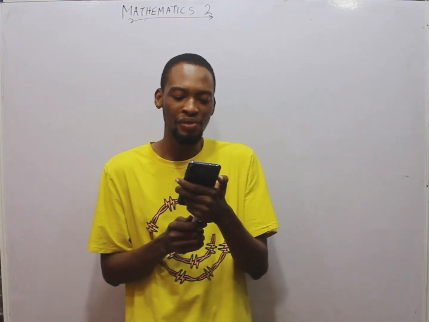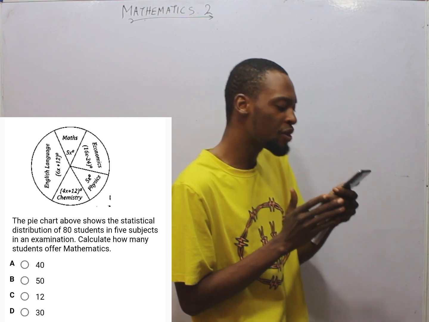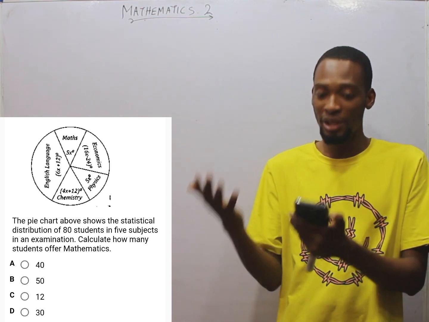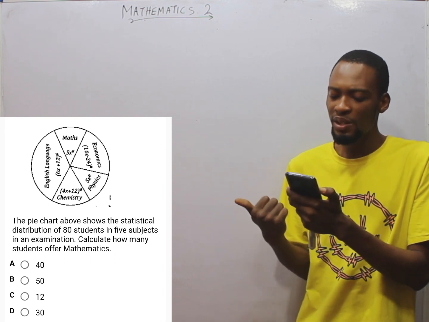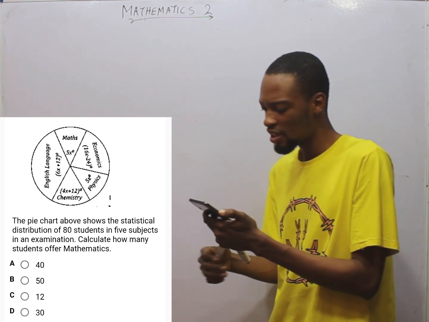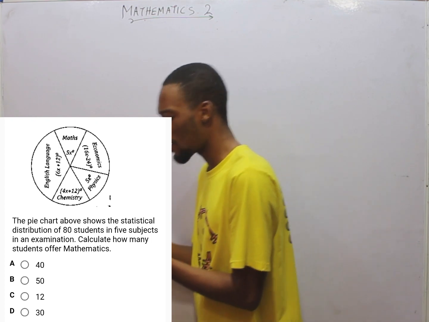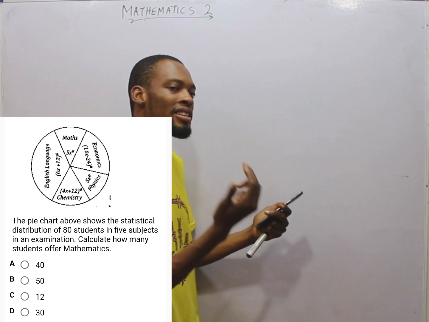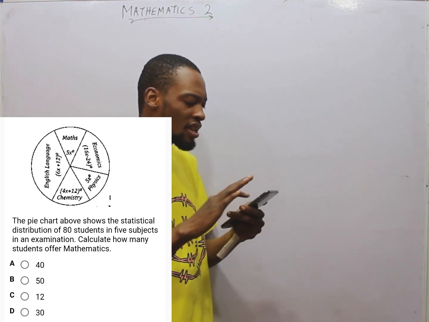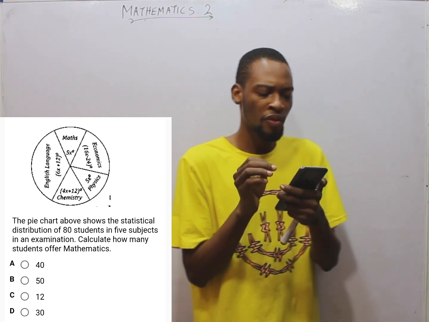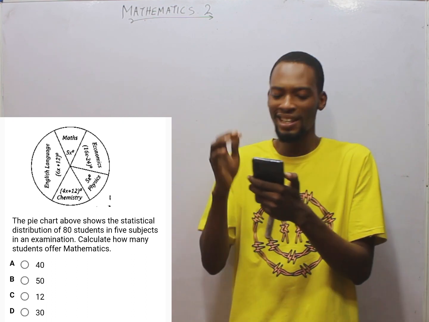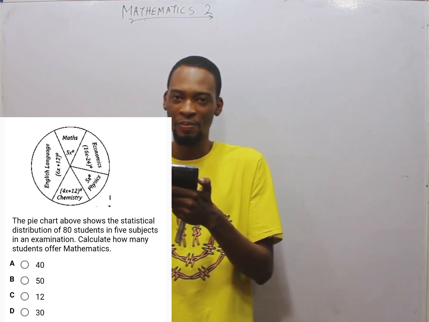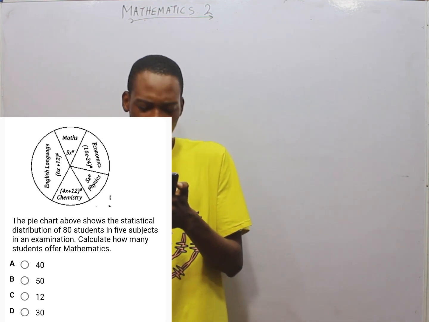The pie chart above shows the statistical distribution of 80 students in 5 subjects in an examination. Calculate how many students offer mathematics. From this question, we have a total of 80 students. And how many subjects do we have? Total of 5 subjects. And looking at the pie chart, we see mathematics, economics, physics, chemistry, and English language. These are the 5 subjects.